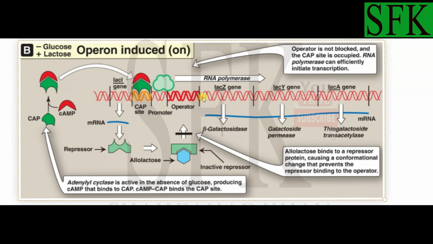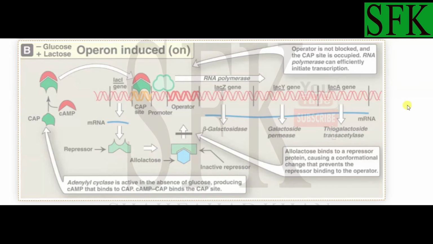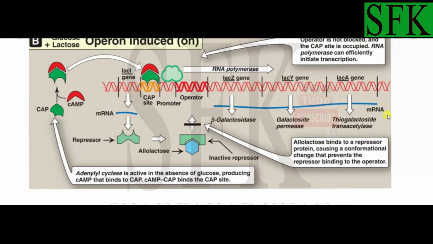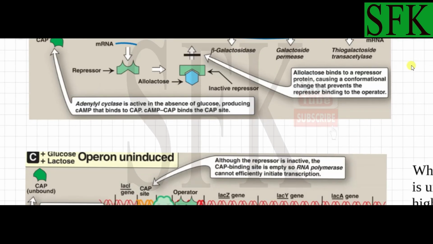Then this repressor molecule, which was present initially at the operator site, binds to the allolactose, the isomer which is formed from the lactose molecule. And this allolactose and the repressor binding induces a conformational change, and it removes the repressor molecule. And once it is removed, then your RNA polymerase can bind to the promoter region and initiate the transcription of the three genes, and hence can produce the three enzymes which are needed for the metabolism of the lactose.